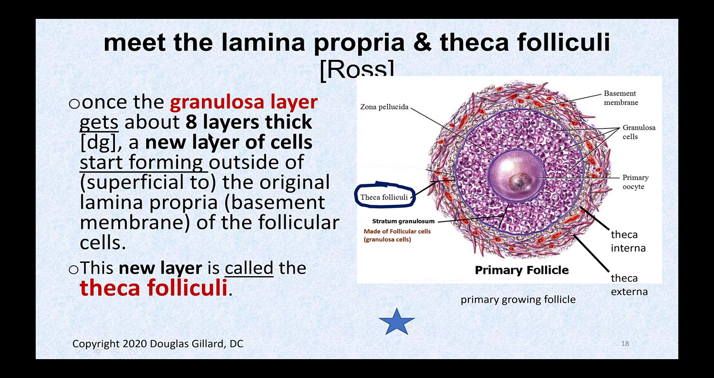Once the granulosa layer reaches about 8 layers thick, a new layer of cells starts forming. So this is a major event here. Specifically, remember I said that basement membrane or that lamina propria here? Cells are now forming on the outside of that. All these are now forming. So that's the next thing that happens. They form outside the original lamina propria. This new layer collectively is going to be called the theca folliculi. So from the basement membrane here, I keep saying basement membrane. It is the basement membrane, but lamina propria is another word for that. This is the theca folliculi. This is going to be really important in ovulation, as we'll see.